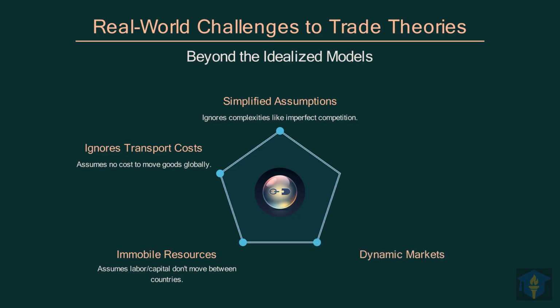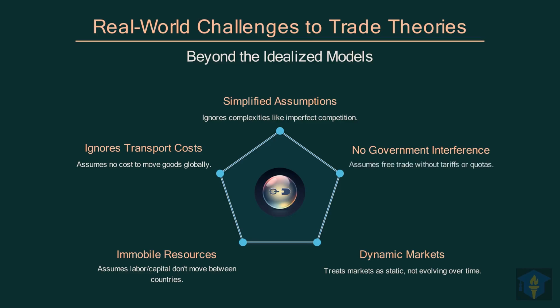Traditional models treat markets as static rather than dynamic systems. They don't account for how markets evolve and change over time through innovation. Finally, most theories assume no government interference in trade. They presume free trade without tariffs, quotas, or other trade barriers existing.